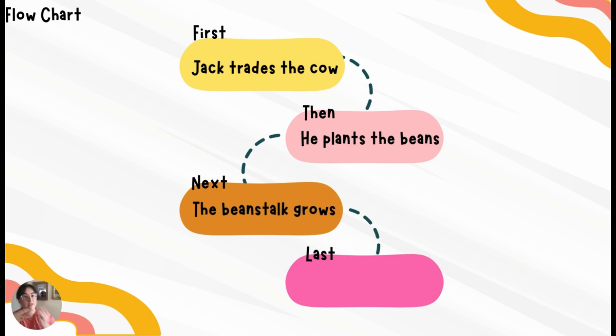So next, the beanstalk grows from the beans, right? The beanstalk grows super, super tall. And then lastly, what does Jack do with that beanstalk? Okay, he climbs up the beanstalk, right?